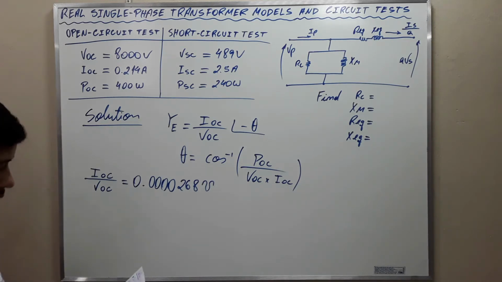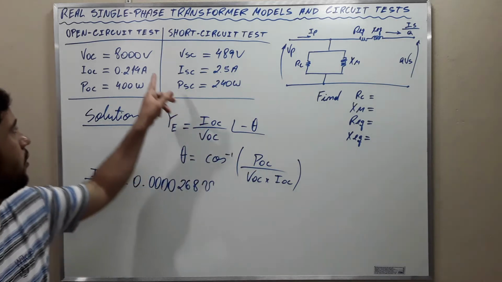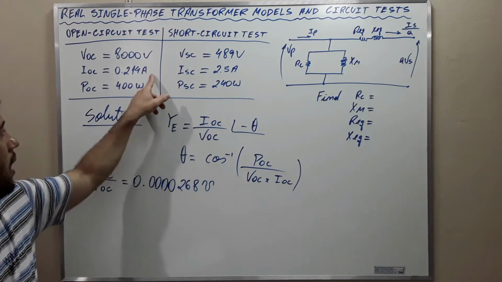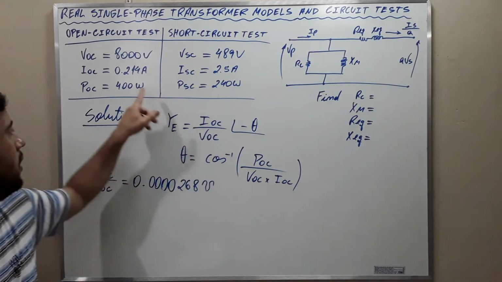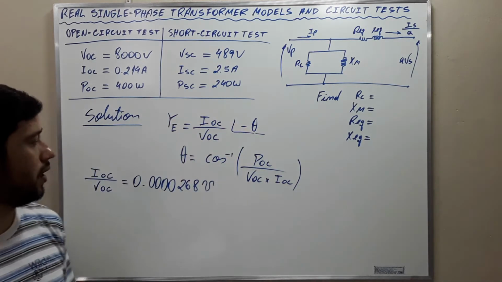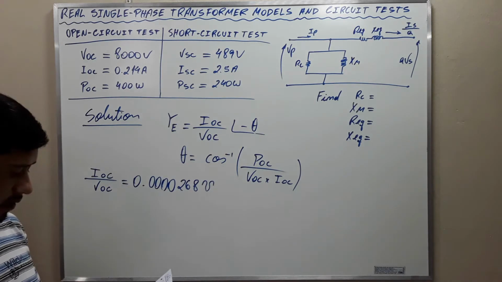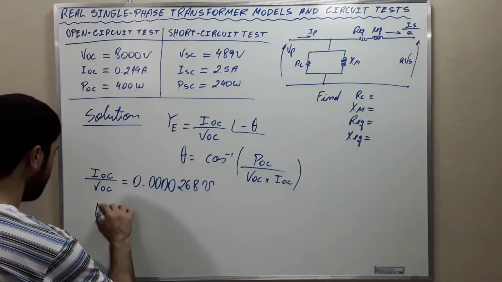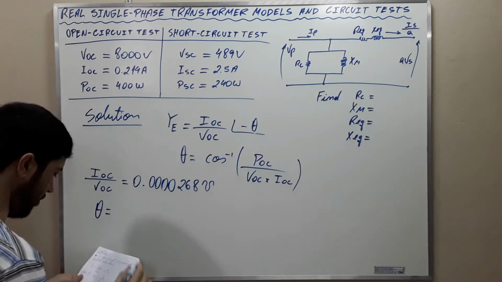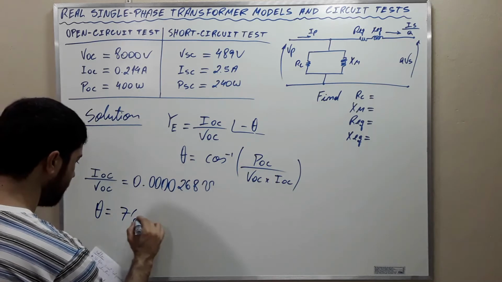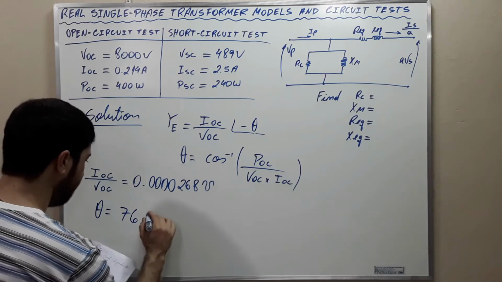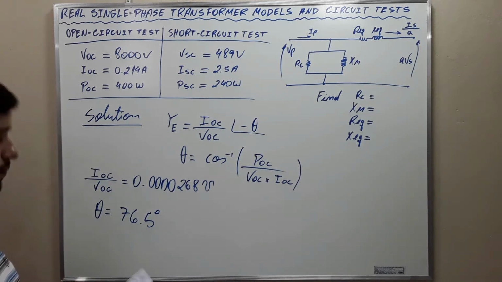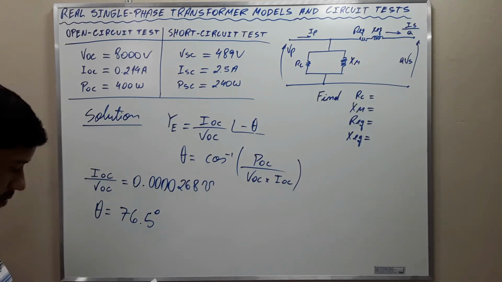And the angle, we simply use these values here. VOC here, IOC here, and POC here. And then we take the inverse cosine of this, and we find that theta is equal to 76.5 degrees. Okay?